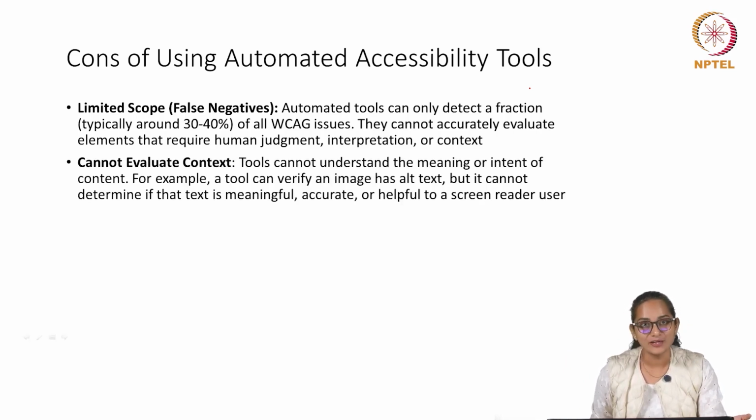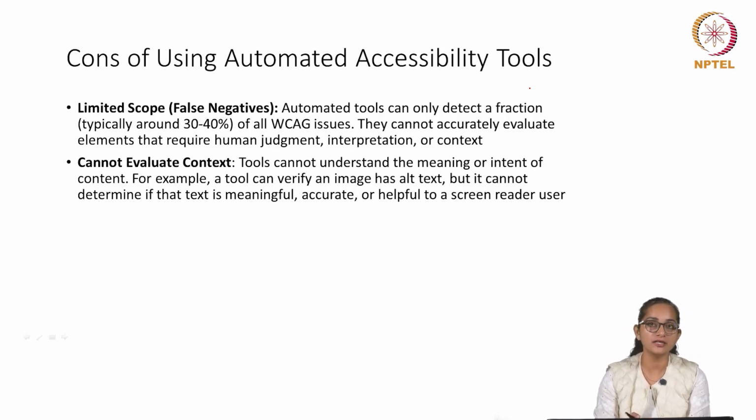It cannot evaluate context. Tools cannot understand the meaning or the intent of the content. For example, it can verify whether an image has an alt text or not, but it cannot determine whether the text is meaningful, accurate or helpful.